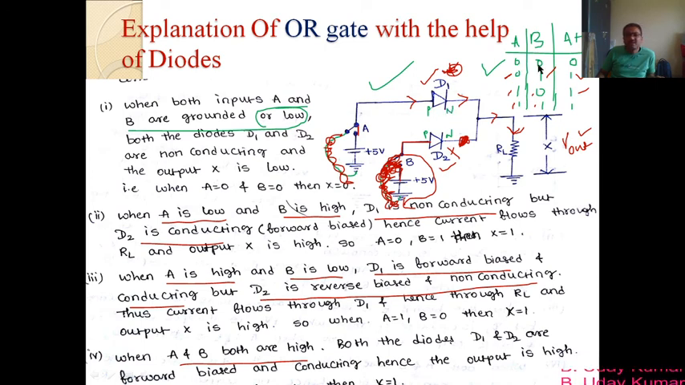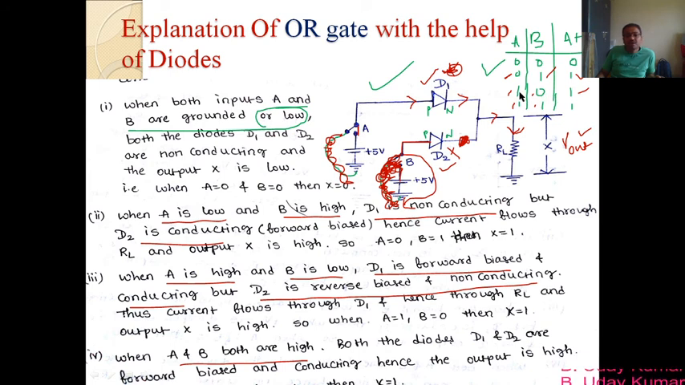So when A and B both are given zeros, I explained that already, but once again I am repeating. When A is 0 and B is 0, D1 and D2 both will be in reverse bias condition, and hence both will be non-conducting, and because of that no current flows through RL. But when A is given 0 and B is given 1, D1 will be non-conducting, but D2 will be conducting, and hence some current flows through RL and you will find some output voltage. That means you get 1.